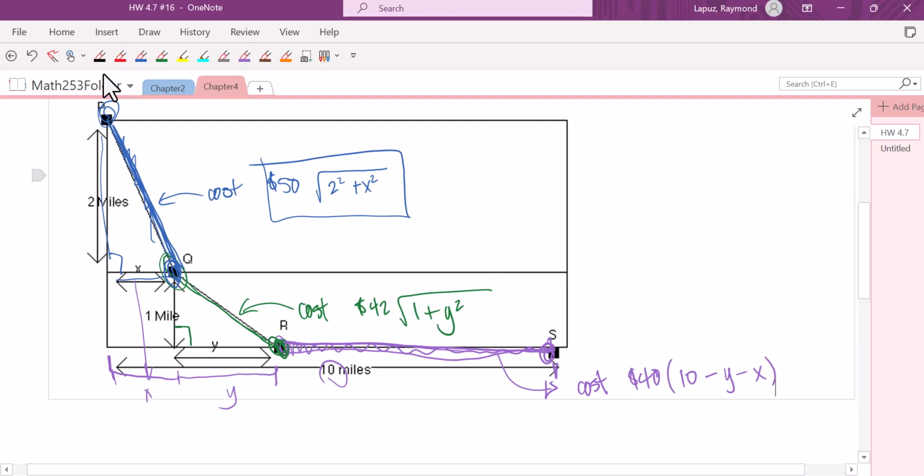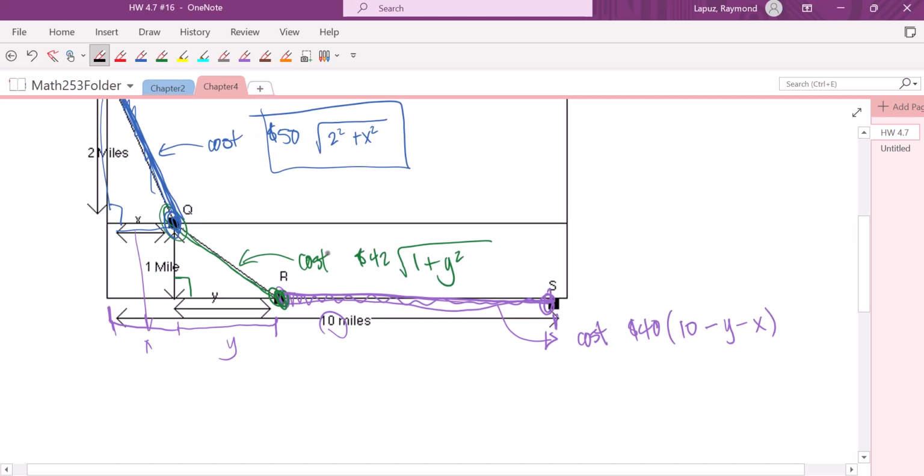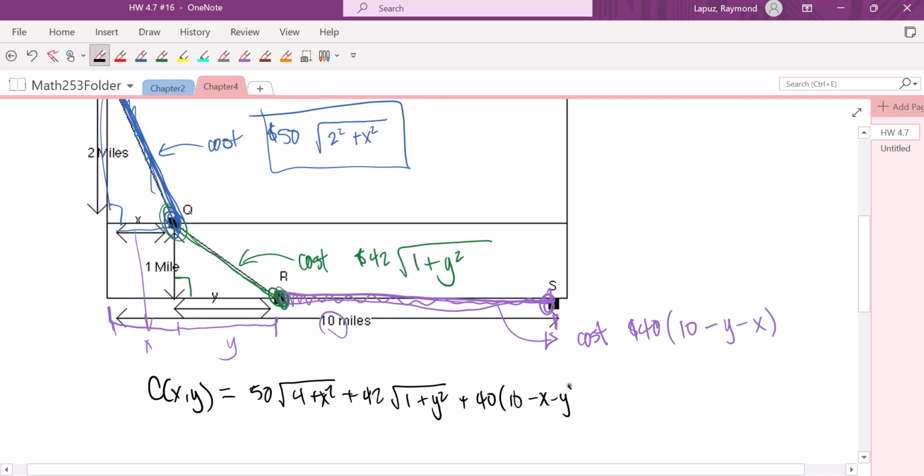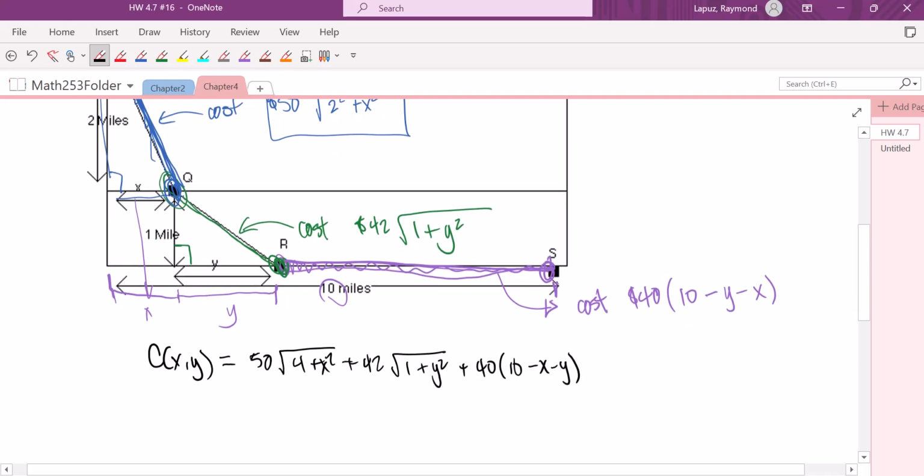So now, if we put these together, the total cost would be a function of x and y. We'll start off by saying C is a function of x and y, where C is for cost. And this will be the sum of all these things: $50 times the square root of 4 plus x squared, plus $42 times the square root of 1 plus y squared, plus $40 times (10 minus x minus y). So now we have a function to work with.